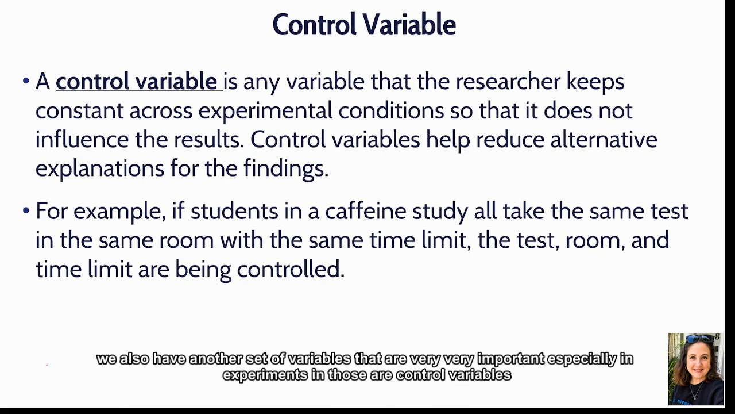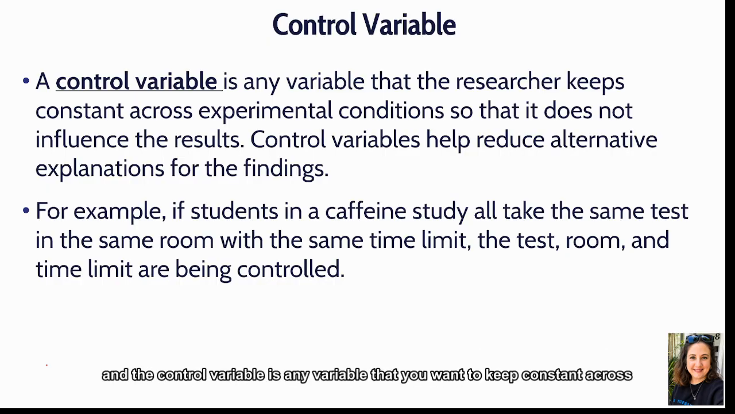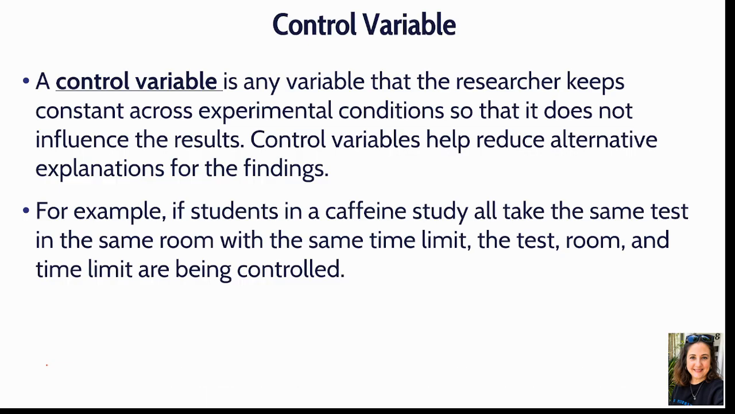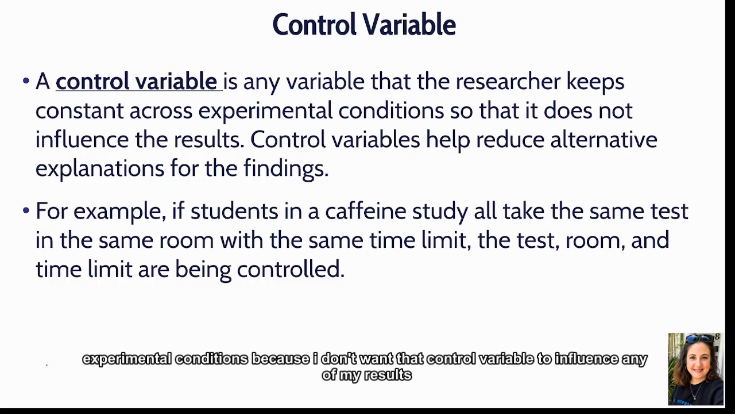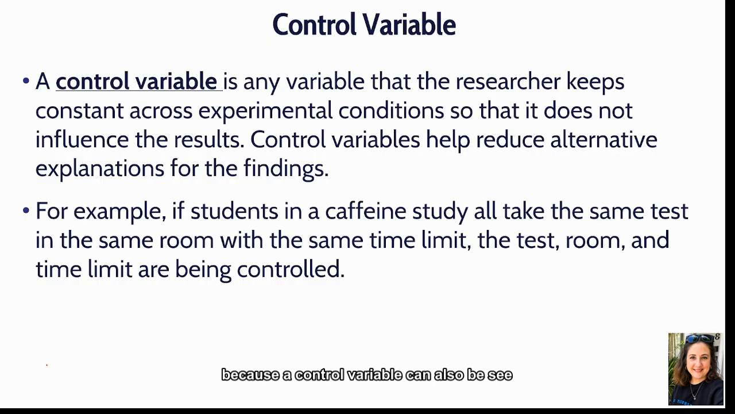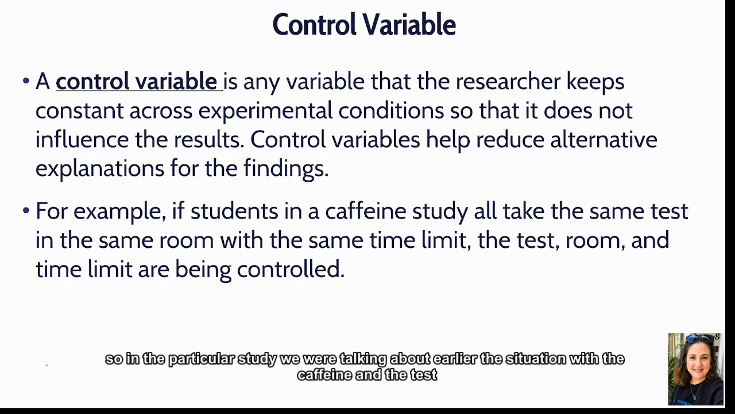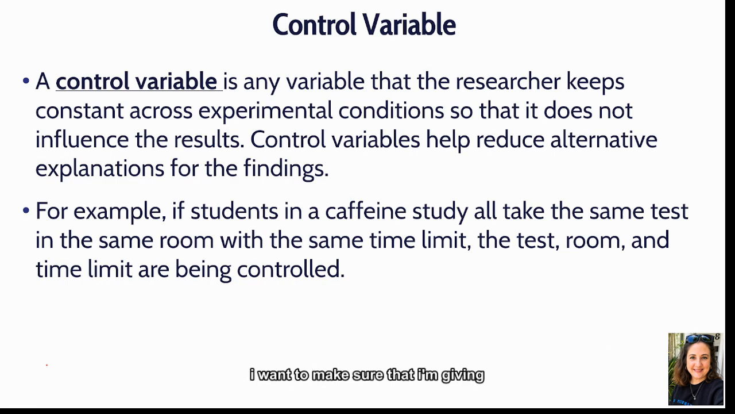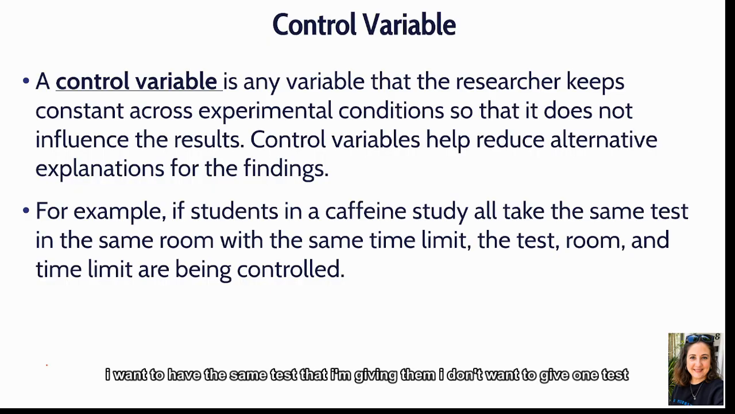We also have another set of variables that are very, very important, especially in experiments, and those are control variables. A control variable is any variable that you want to keep constant across experimental conditions, because I don't want that control variable to influence any of my results. Because a control variable can also be seen as an alternative explanation. So in the particular study we were talking about earlier, the situation with the caffeine and the test, I want to make sure that I'm giving my test in the same room, okay? I want to have the same test that I'm giving them. I don't want to give one group a very hard test and the other group a really easy test.